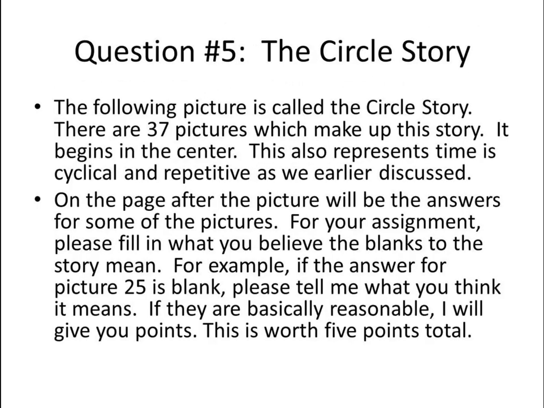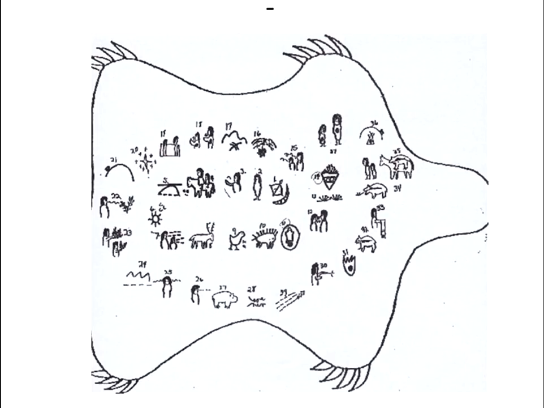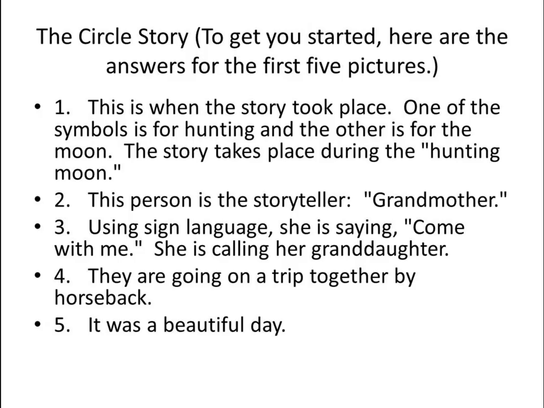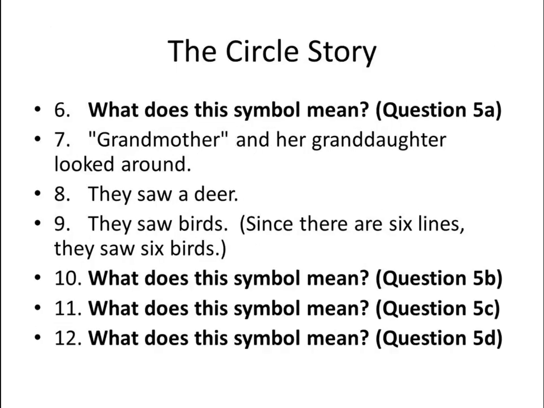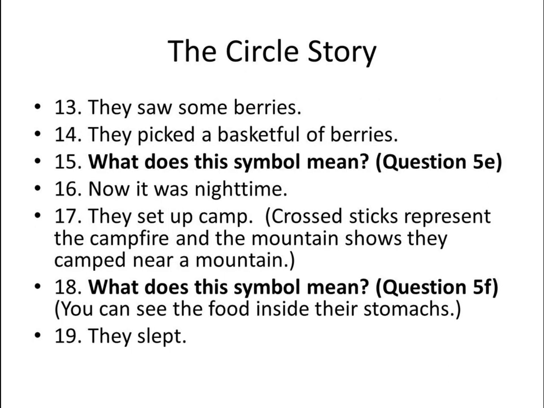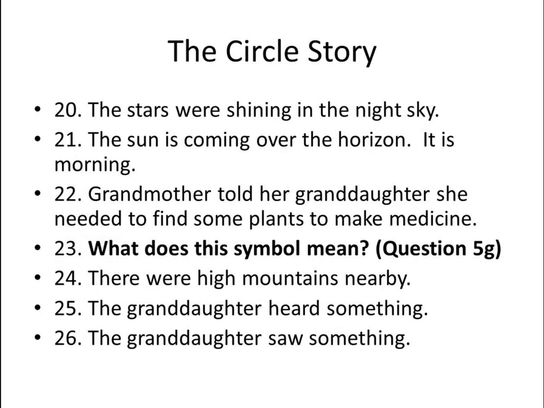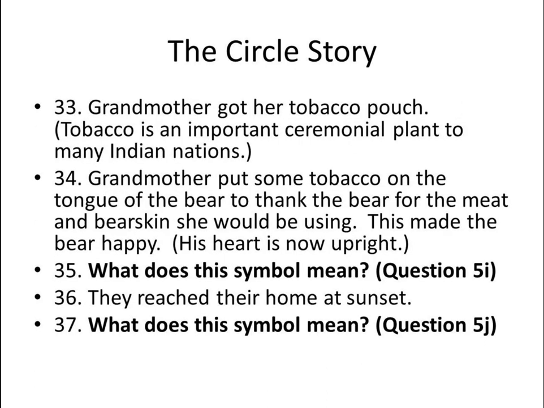And then what we're going to do now, the last thing, is the circle story. So what I'm going to do is tell you a number of the answers, and then you're going to fill in the rest. So this is 1 through 5, so read that, and you'll see it relates to 1 through 5, the central area. And then what I want you to do is to say, what do you think 6 is, 10, 11, 12, 15, 18, 23, 27, 35, and 37. Okay, and that will be your second assignment.